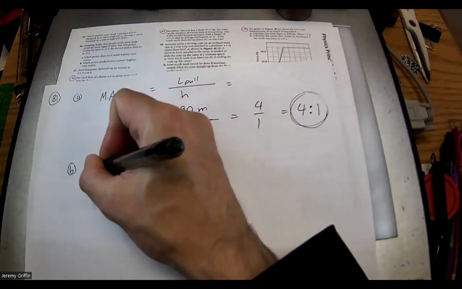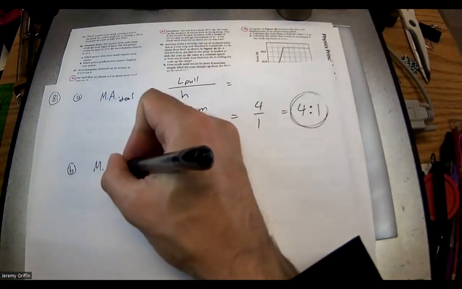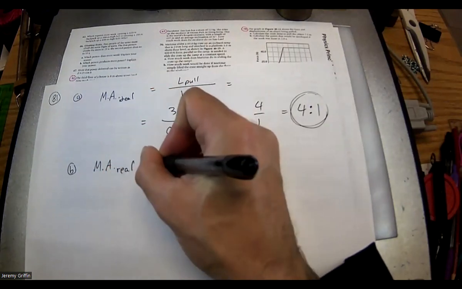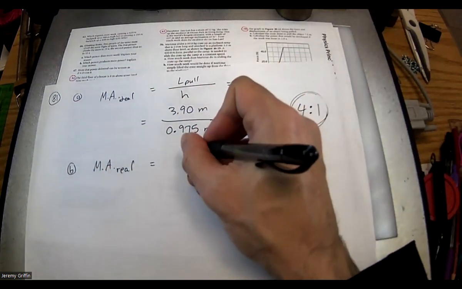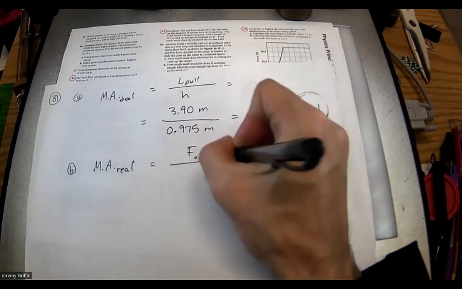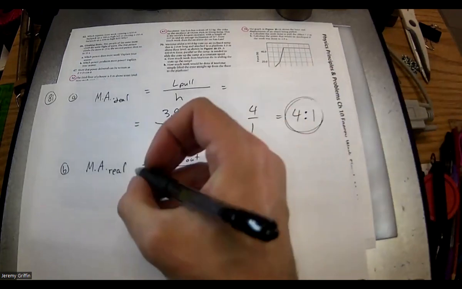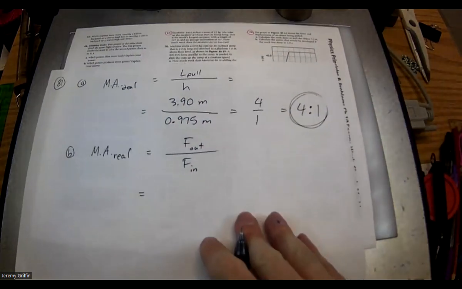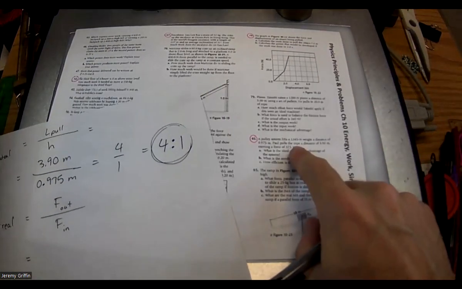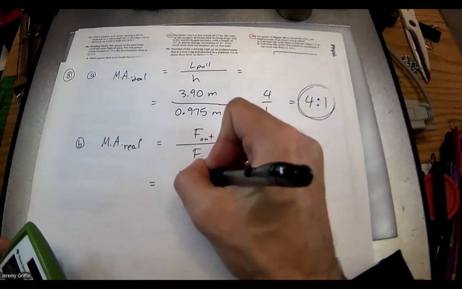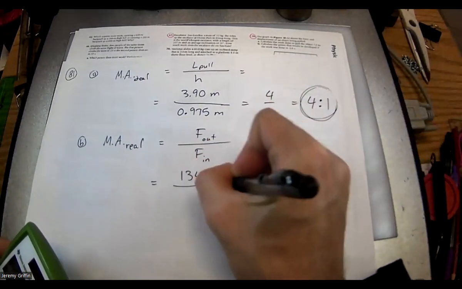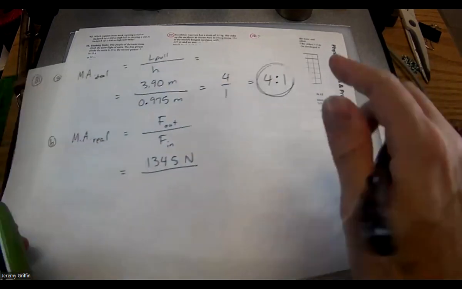The actual mechanical advantage, I'll call it real, the real mechanical advantage, is the ratio of the forces. Force out over force in, or you can say weight divided by the input force. And that's going to be, this was a 1345 Newton weight. And he was applying a 375 Newton input force.